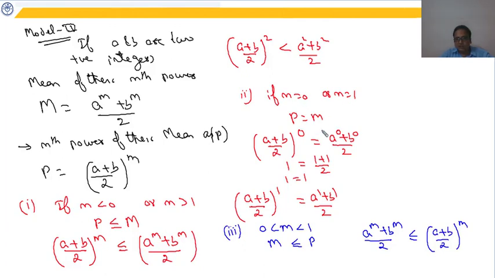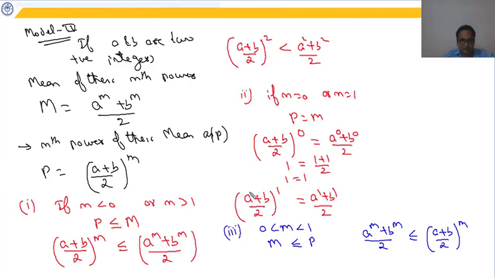If m is 0 or m is 1, p is equal to m. I had shown you by taking the values m equal to 0 or m equal to 1 in the case. And if m lies between 0 and 1, it is the other way around. M is less than or equal to p. That is, (a^m + b^m)/2 is less than or equal to ((a + b)/2)^m. And this equality holds when a is equal to b.